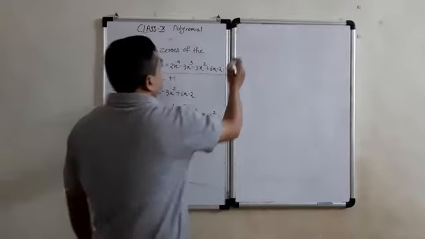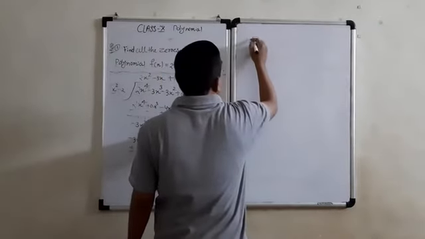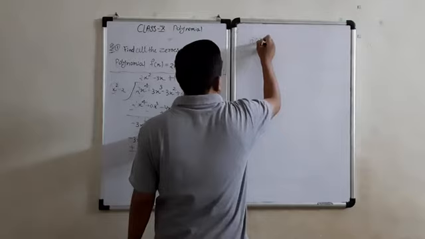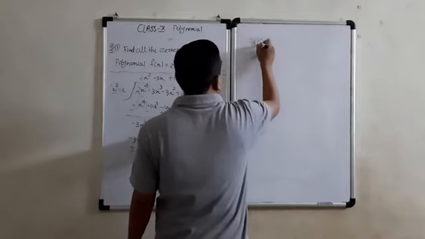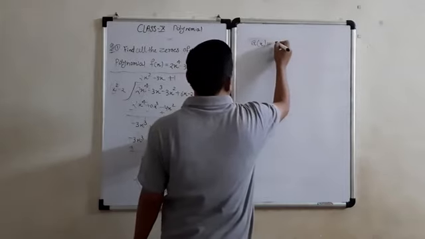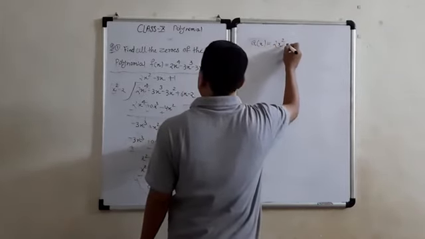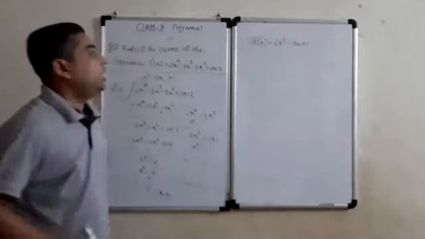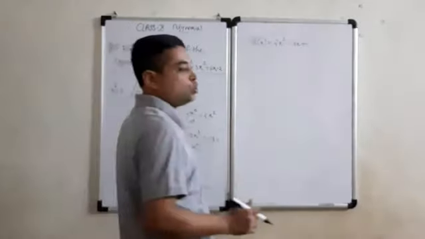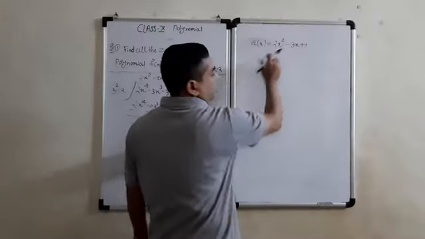Look at here. Our quotient is 2x square minus 3x plus 1. That is our quotient, and this quotient is the product of the remaining two zeros, and from here we have to find out the remaining two zeros.